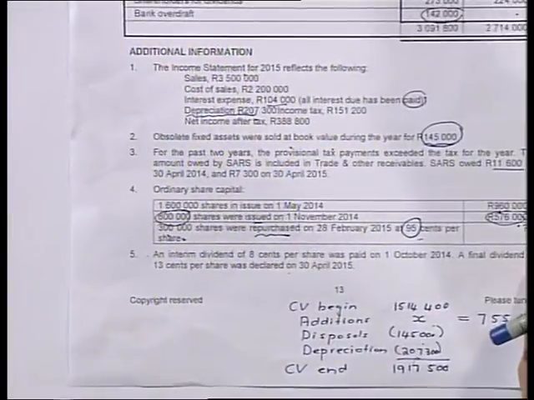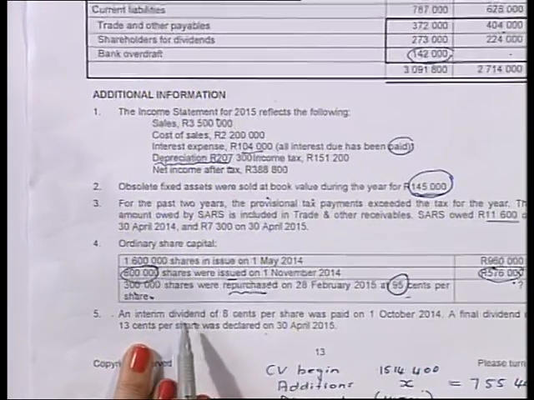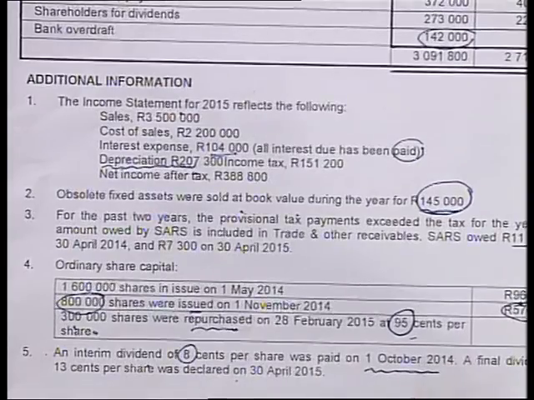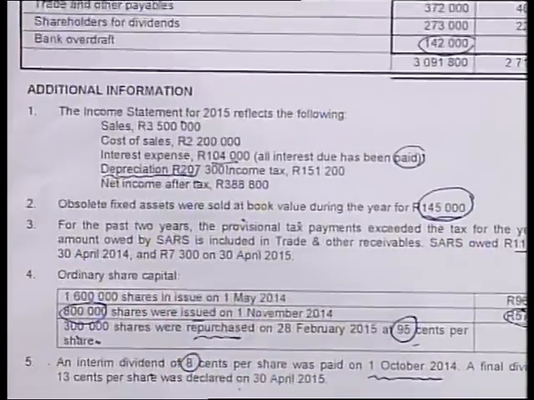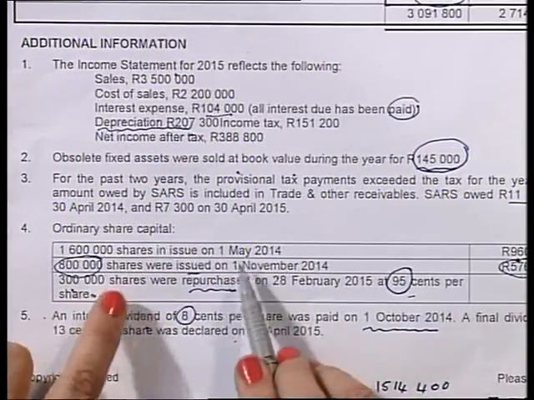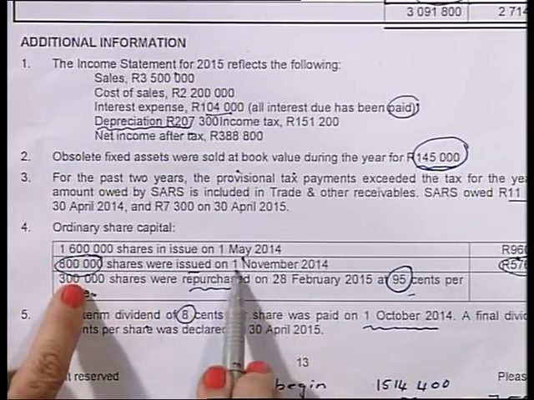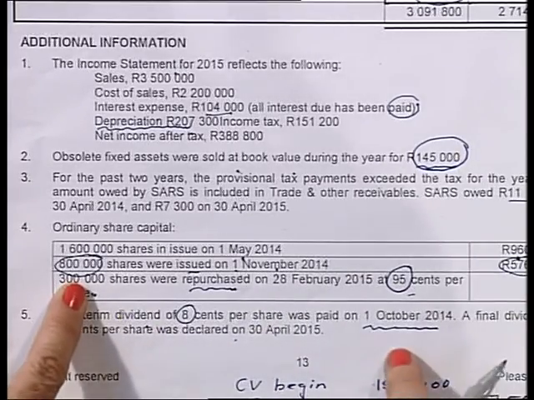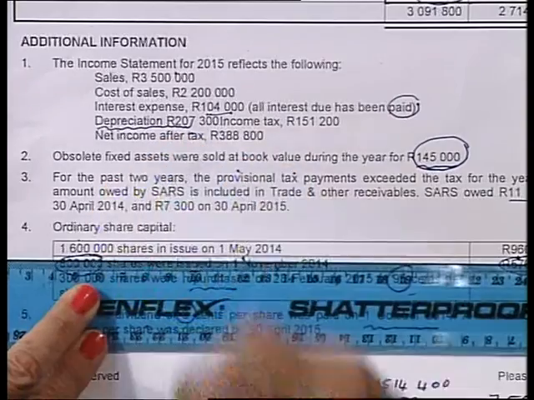Dividends is paid twice a year. And if you look at number 5, they tell you an interim dividend in the middle of the year of 8 cents was paid on the 1st of October. Now this date is very important. Why? If you look at your ordinary share capital, who must receive dividends? This was my amount, my shares on the 1st of May. On the 1st of November, we've issued more shares. So on the 1st of October, those shares were not issued. So only the earlier shares can get interim dividends.